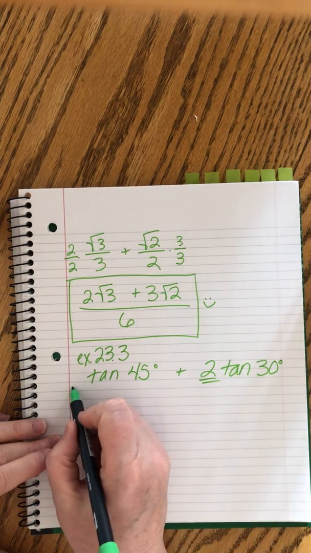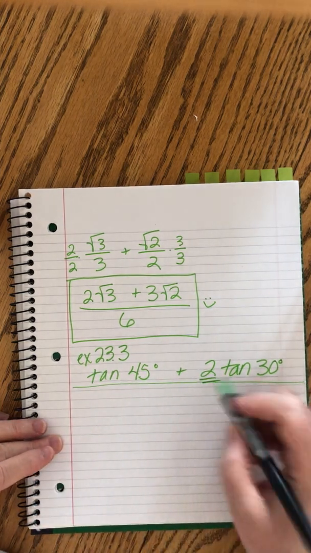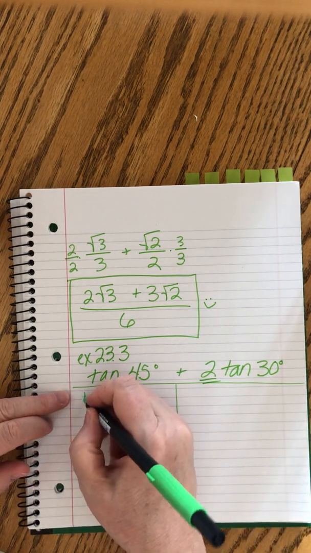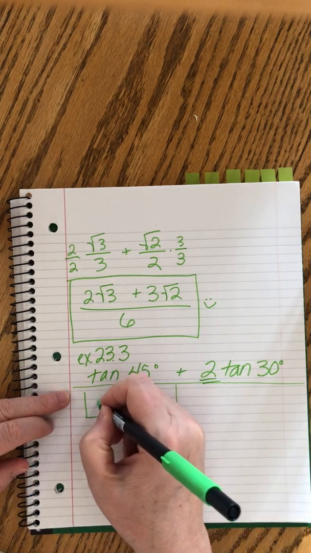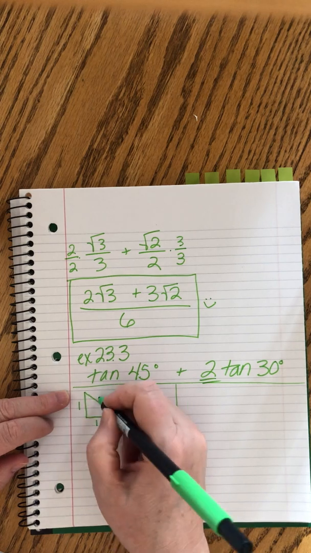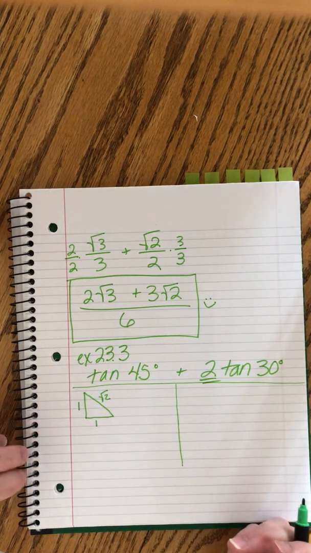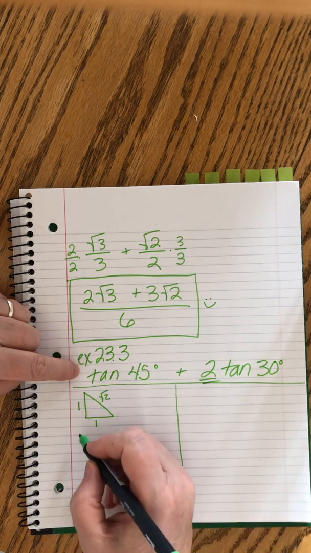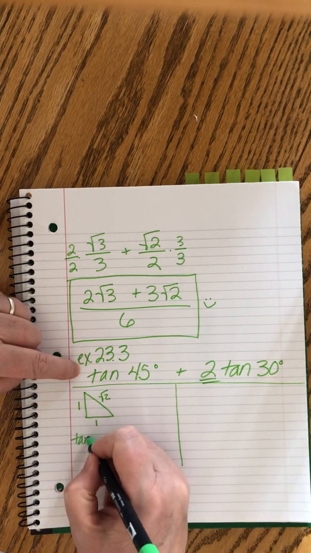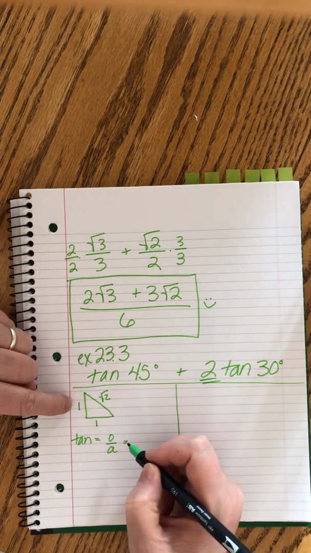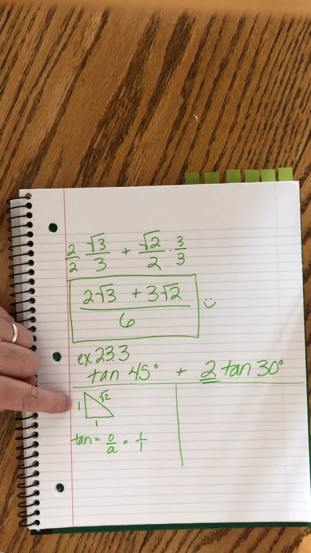It's easy. Okay, so we're going to make our chart so we can keep the two sides separate. Tangent of 45 degrees. I draw the triangle once again. 1, 1, square root of 2. I'm not even going to put the angles in this time. I'm keeping it simple. Tangent equals over Arthur equals 1 over 1.